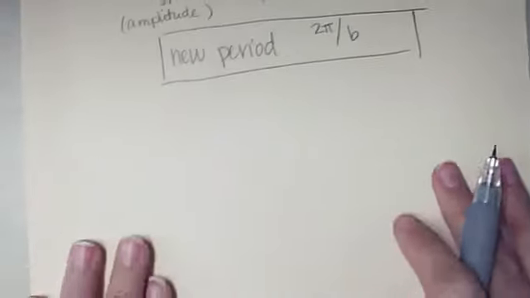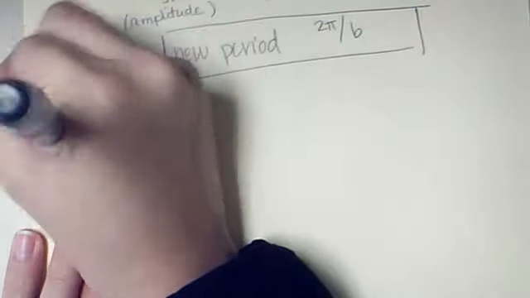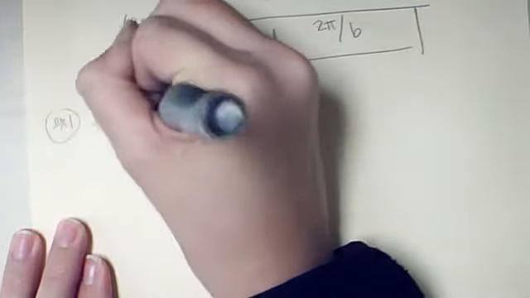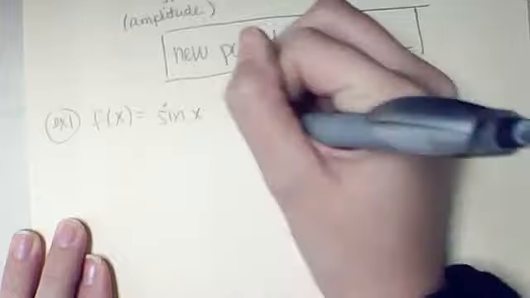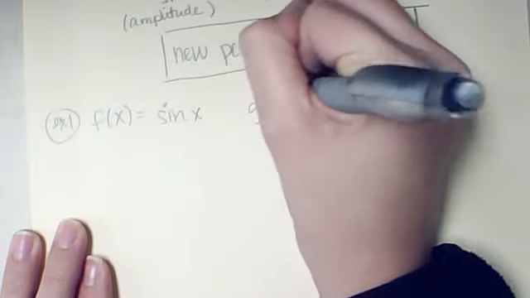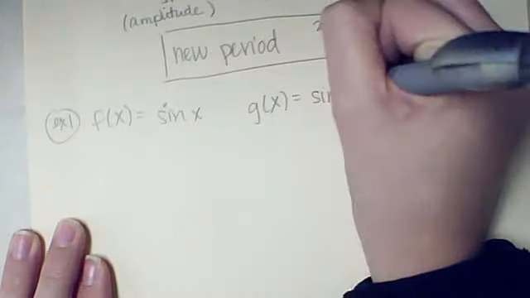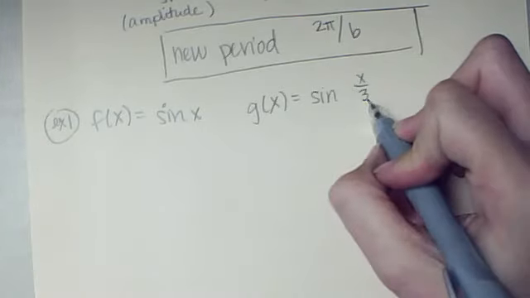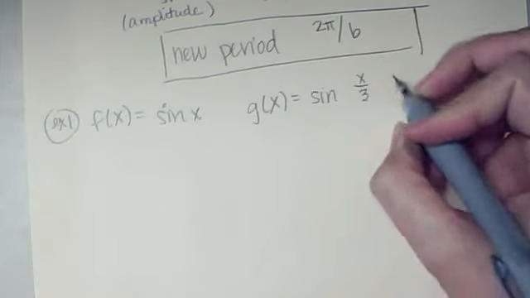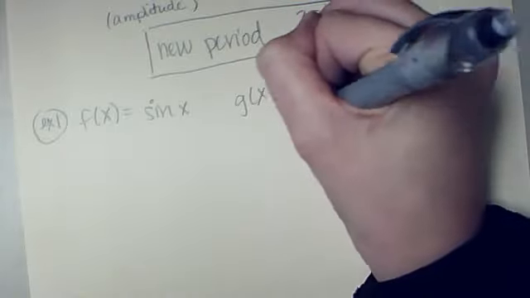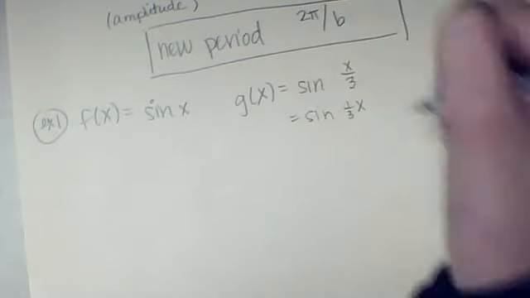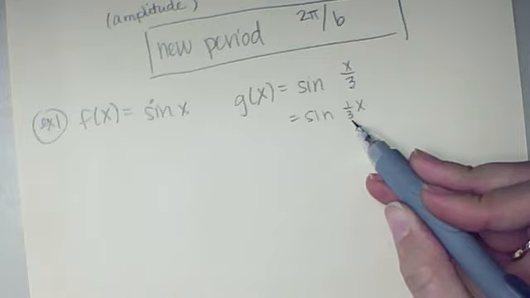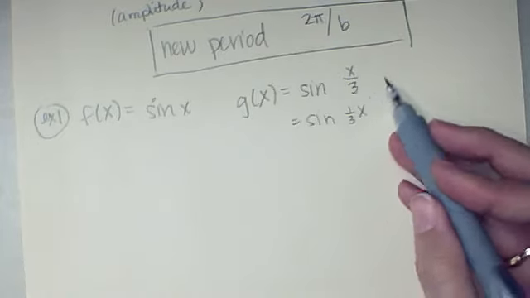The first example is f of x equals sine of x. That's the normal one that we've already talked about. And g of x equals the sine of x over 3. Now, sine of x, we already know what that looks like. We just talked about that. Sine of x over 3. Well, what's happening here? Something is being multiplied by x. Another way that I could write that is sine of 1/3 x. So 1/3 would be a b, which means it changes my period.